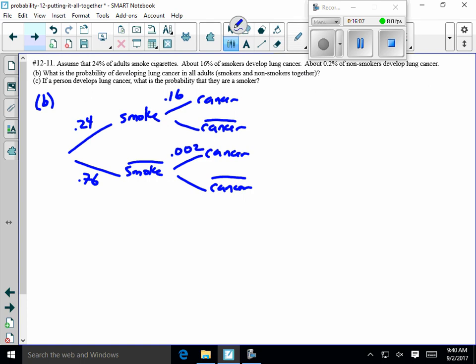And we could also figure out the other probabilities, because if 16% of the smokers get cancer, then that means 84% of the smokers do not get cancer. And if 0.2% of non-smokers get cancer, then 99.8% of non-smokers don't get lung cancer. Okay, so there's the complete tree filled in. Now we can use this to solve.